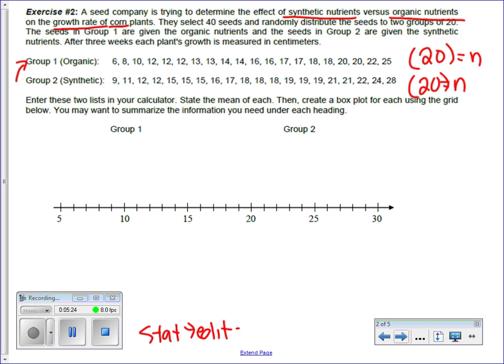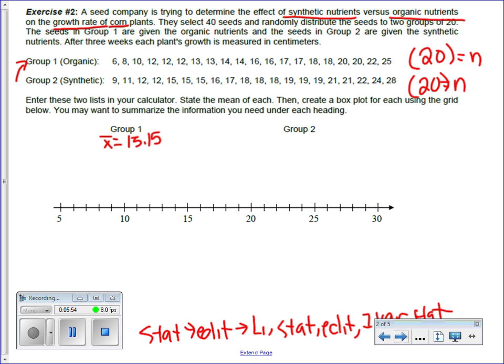We plug all the information into list 1. I'm only doing this for group 1, so I'm going to do it one at a time. So I only put in the information for list 1 from group 1. Okay, and then I'm going to go back to stat edit, and I'm going to go to 1 variable statistics. And it's going to show me all the info, like the mean, standard deviation, all that stuff. All I care about is they asked me for the mean, so I'm going to jot that down, 15.15.